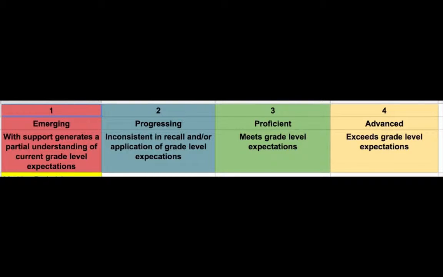If they're at a 2, they're progressing, which means that they're inconsistent in recall and/or application of grade level expectations. If they're at a 3, which is where we'd love all of our students to be, it means that they are meeting grade level expectations. And if they're at a 4, they're exceeding grade level expectations. Typically with a 4, the student is performing tasks or skills that are above their grade level that we did not teach them specifically. So these are going to be your advanced students.